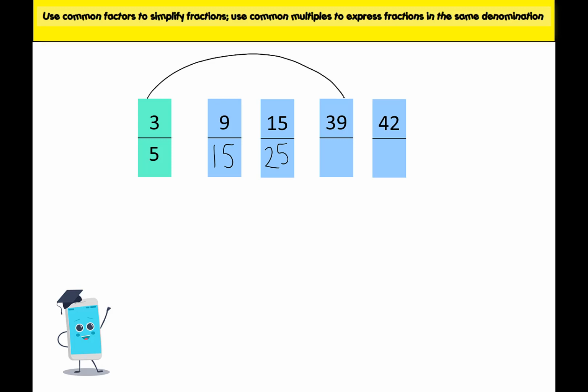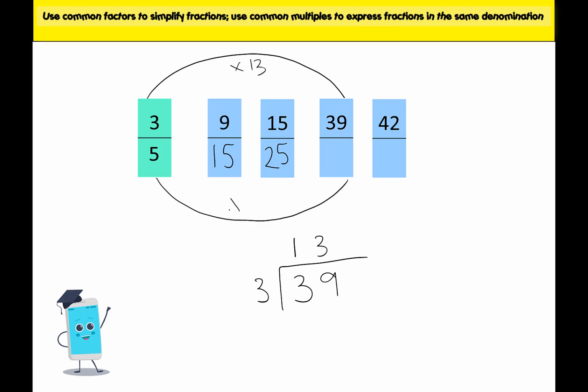3 into 39. If you're not able to see or do this mentally, use a written method. How many times does 3 fit into 39? Well, I'm going to use my bus stop method. 3 fits into 3 once. 3 fits into 9 3 times. So it fits in 13 times. So I need to also multiply my 5 by 13.